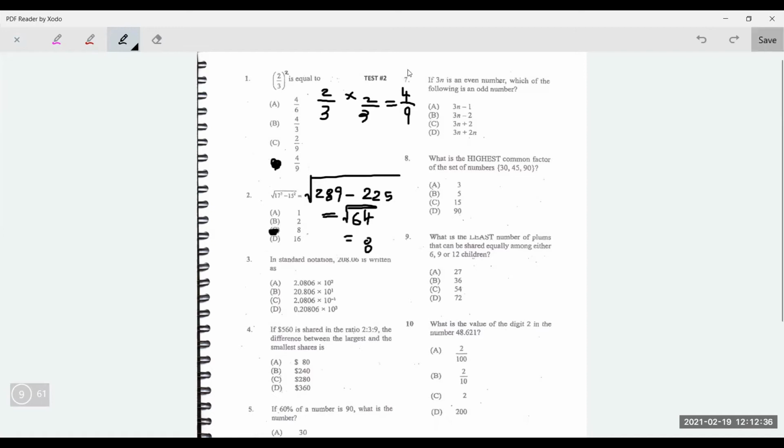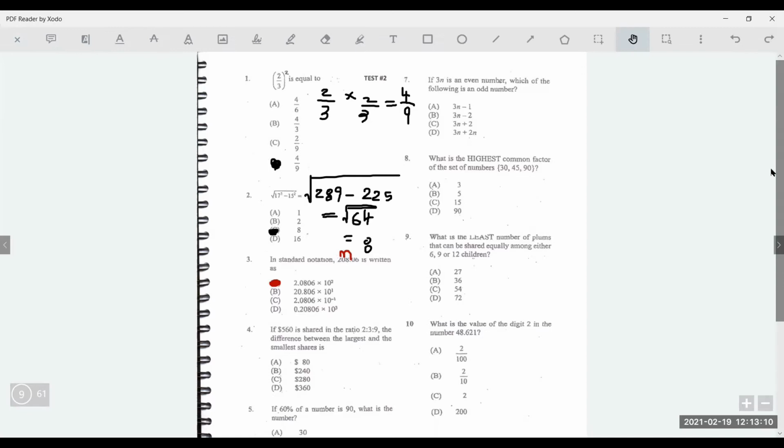Nice. Question 3 says, in standard form, 208.06 can be written as, now you're going to bring the decimal 2 places. Let's go 1, 2. 2 places to the left. Going to the left is positive. So it becomes 2.0806 times 10 squared because it shifted 2 places to the left. That's option A.